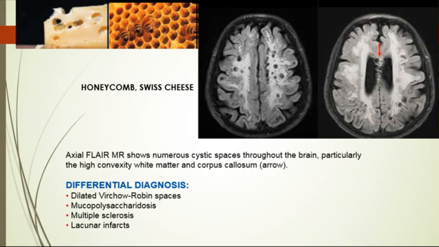The dilated Virchow-Robin spaces are seen in three typical locations. The type 1 is the basal ganglia. The type 2 is the high convexity of the brain, of the cerebral hemispheres, and type 3 is in the midbrain. Diffusely enlarged Virchow-Robin spaces, they call it état criblé.